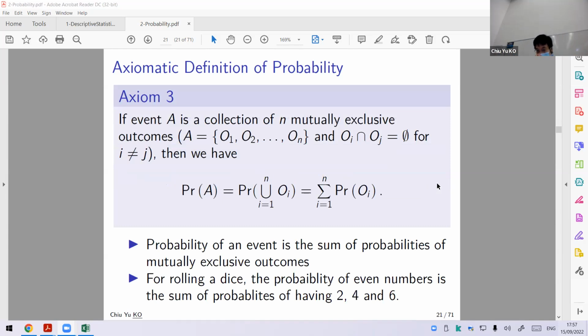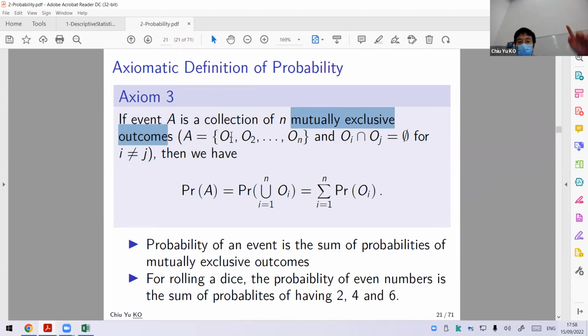The next thing looks long, but it is saying the following. Consider an event, that is a collection, just a set of mutually exclusive outcomes. It's just like a bunch of outcomes and they cannot happen at the same time. If one happened, the other would not. Just imagine you just roll a die, like 1, 2, 3, or 3, 4, 5.